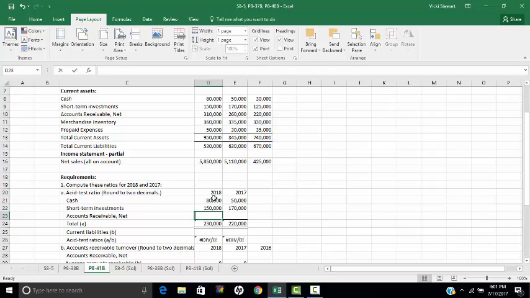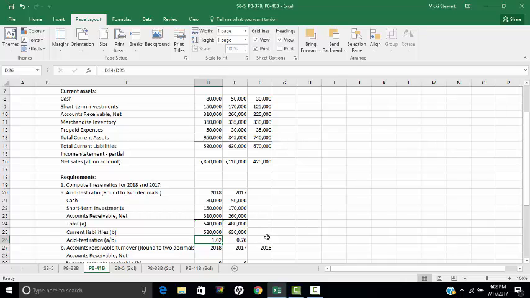These are also called quick assets. They don't include merchandise inventory or prepaid expenses. So now we get a total of the quick assets for the company for 2018, $540,000 and $480,000 for 2017. The denominator of this ratio is total current liabilities. So we're going to copy that information from the chart above. $530,000 for 2018 and $630,000 for 2017.